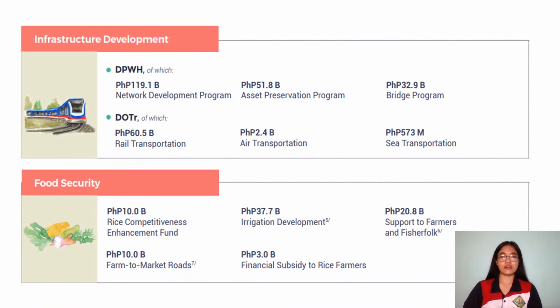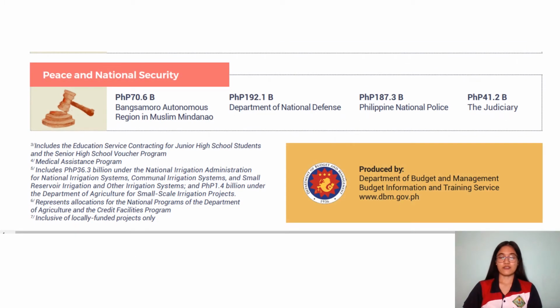We also have here infrastructure development. We have the Build program. We also have here the network development program for air transportation, sea transportation, the railway transportation. So we also have food security and for peace and national security. So we have here the Bangsamoro Autonomous Region in Muslim Mindanao, the Department of National Defense, the PNP, and the Judiciary.